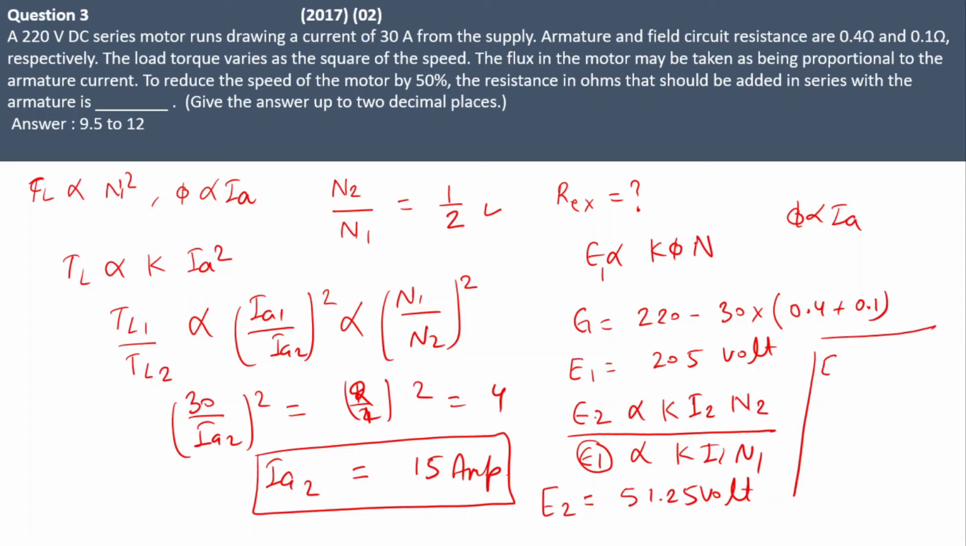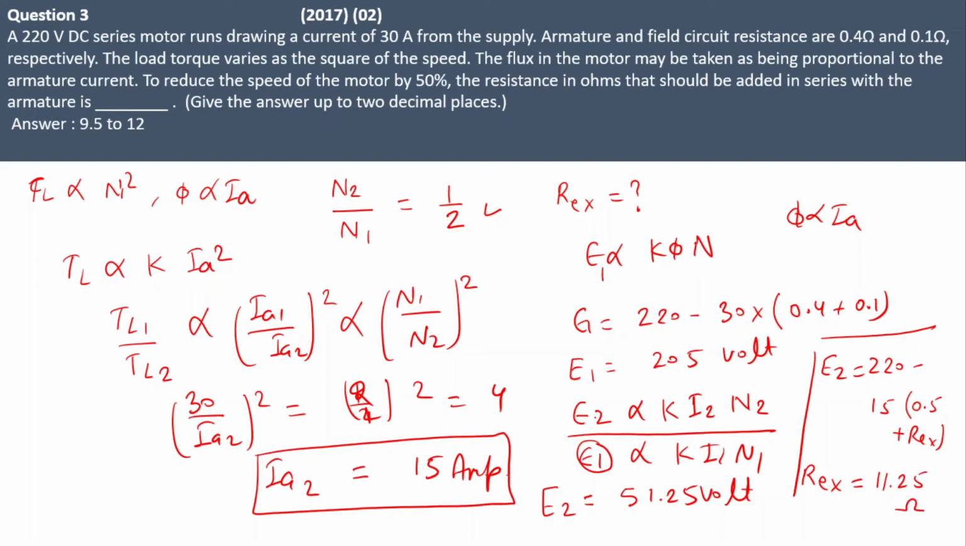And for this E2, E2 equal to 220 minus IA, which is 15, times the total resistance, 0.5 plus R external. So after solving this equation you will get the value of R external, how much you have to add in series with the armature to reduce the speed by 50%. After solving you will get 11.25 ohm.